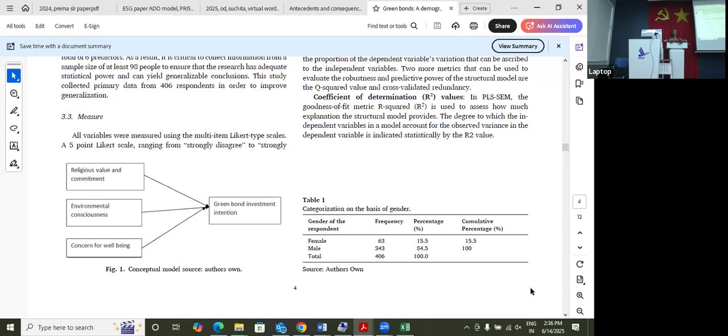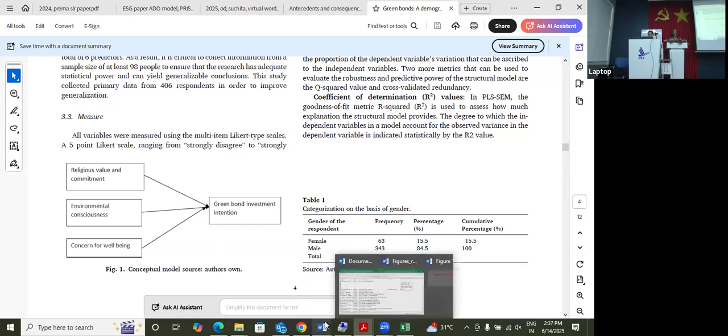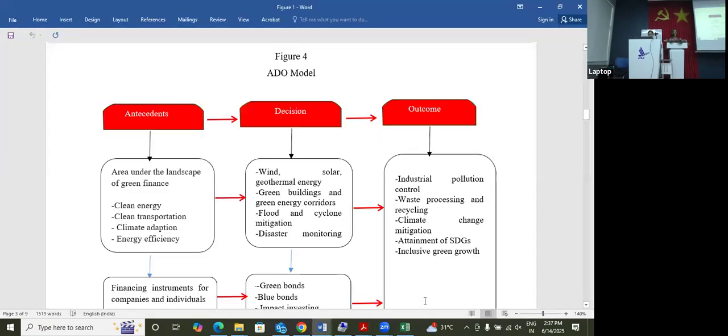So this is one paper of mine, right? This is one paper of mine. Let me show you another paper. I have been showing this to others as well. This is the latest paper that I'm working on. This is on green finance and fintech. This is another paper of mine. Area under the landscape of green finance.